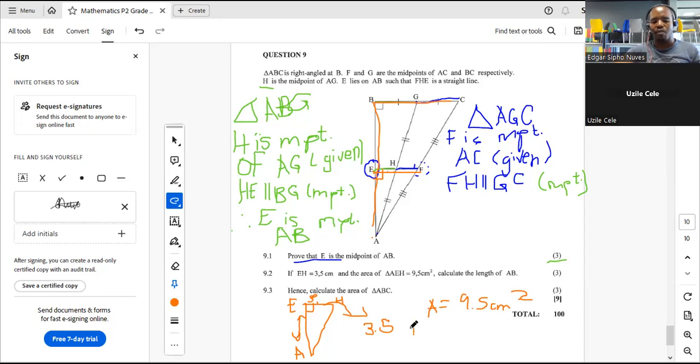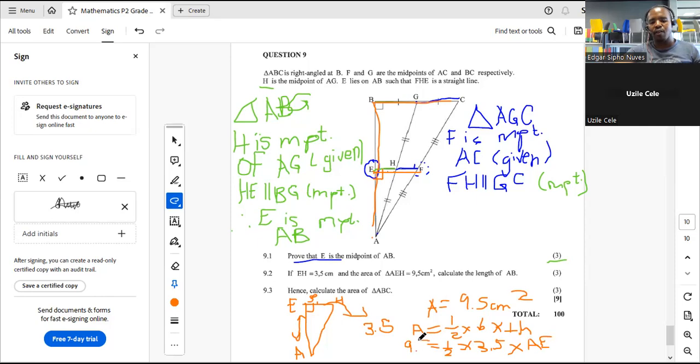can use the formula for the area of a triangle. Can you tell me the formula for the area of a triangle? It's half times base times perpendicular height. Not just height, because there's also something called a slant height, which is not perpendicular. So, what is the base? The base is the bottom, flat side, which is EH in this case. Half times 3.5. What is our perpendicular height? It's the EA that we are looking for. And then our area is 9.5.